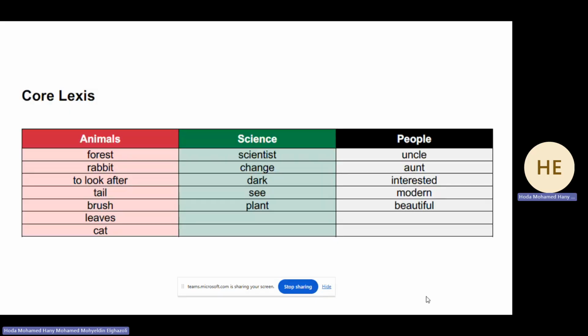The vocabulary targeted for this exam are forest, rabbit, to look after, tail, brush, leaves, cat, scientist, change, dark, sea, plant, uncle, aunt, interested, modern, beautiful.